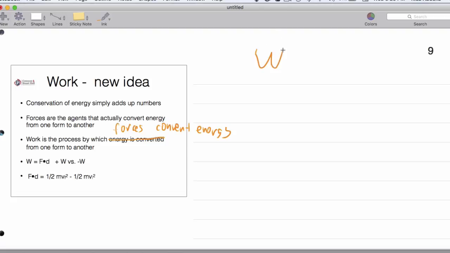A book will tell you work is force times distance. That's the formula. It's a good definition, mathematically speaking, but what work actually represents is the process by which forces act through a distance to convert energy.